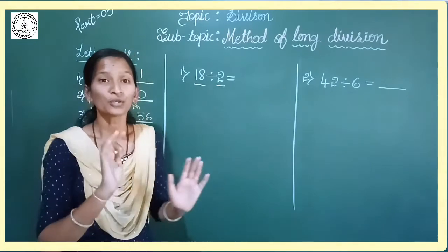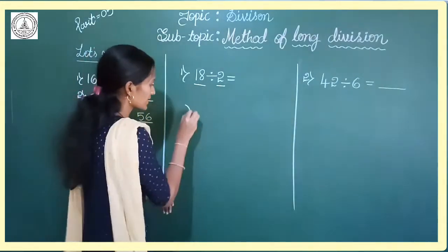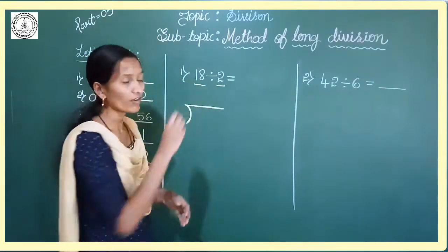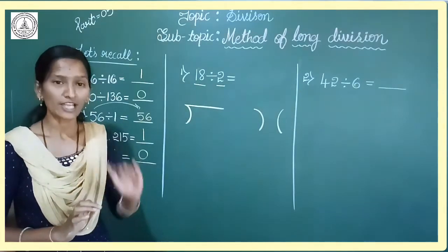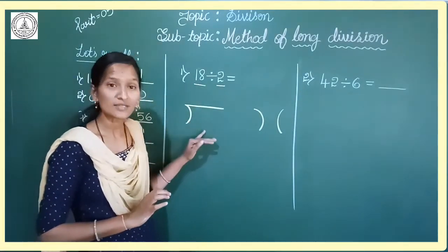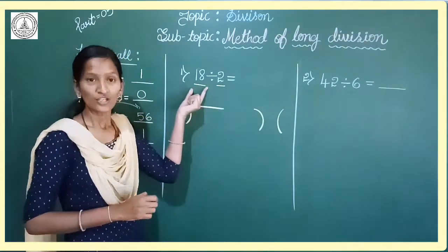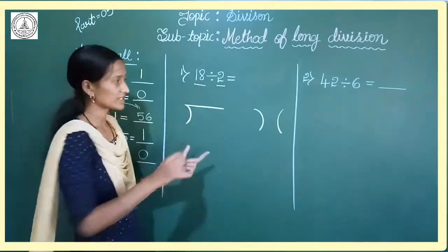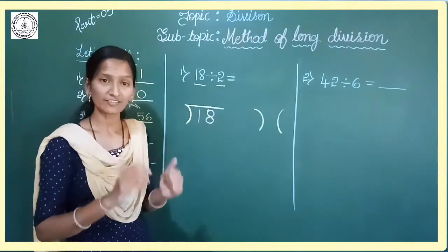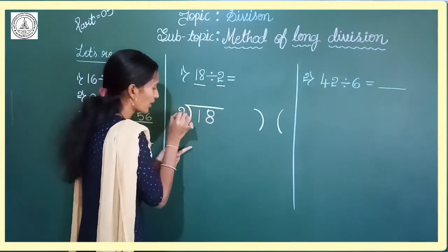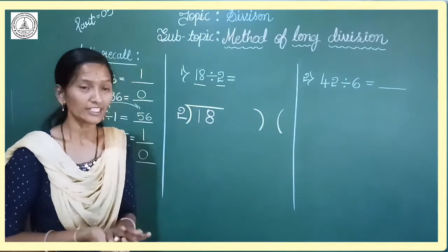Next step is to write the dividend and divisor in a special symbol. Do you know which is that? This is a special symbol we use in the method of long division. We can use this symbol also; both are correct. Now I am using this symbol. First I am writing the dividend: write 18 inside this symbol. Next, come to the divisor. Write the divisor outside of this symbol, at the arrow mark. So here you learned how to write the divisor and the dividend in this symbol.